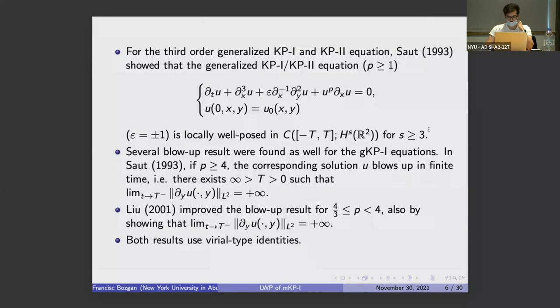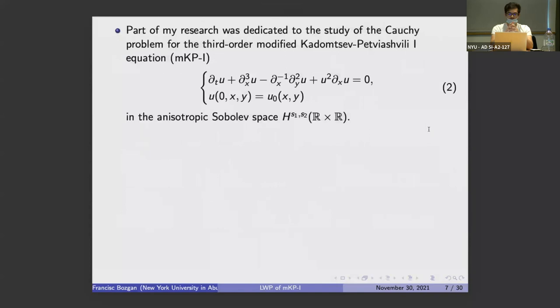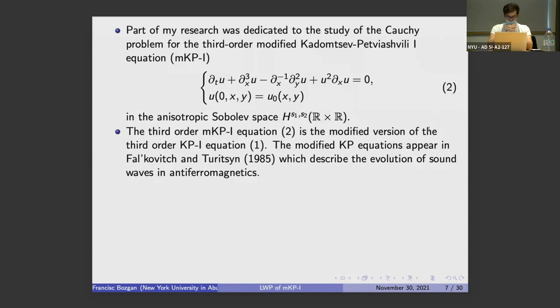For both results, we will use some virial type identities in order to show this. Okay, so now I'm going to start to talk a little bit about my research. My research revolves around the modified Kadomtsev-Petviashvili 1 equation. This means that we have a cubic instead of a quadratic nonlinearity, and I'm going to study it in anisotropic Sobolev spaces of the type H^{s1,s2} for both variables.